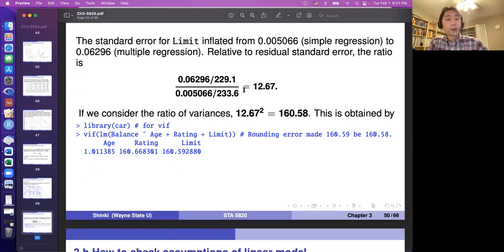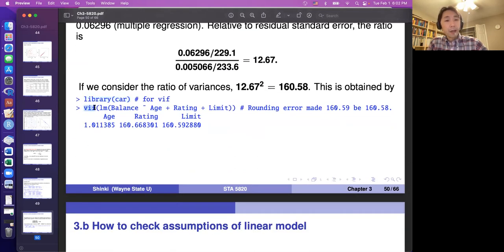And this number is also obtained by the VIF function. We have to use another library, the car library. I don't know what CAR means, maybe autoregressive. And the VIF, variance inflation factor function. Then we put in the linear model. If you have already named this linear model, you can just put that, like LM1. And then we get the variance inflation factor of 160.59.